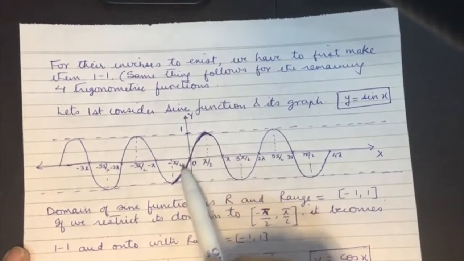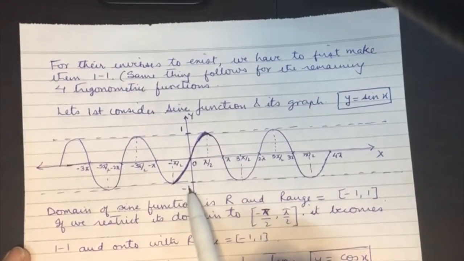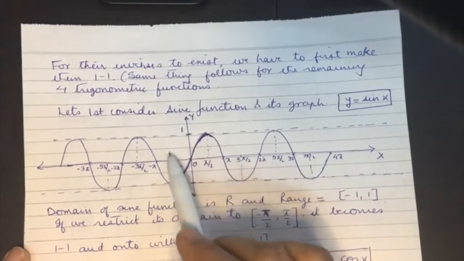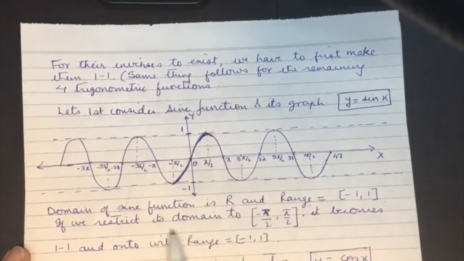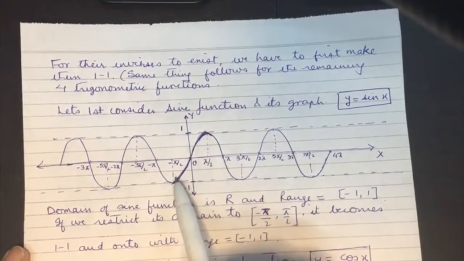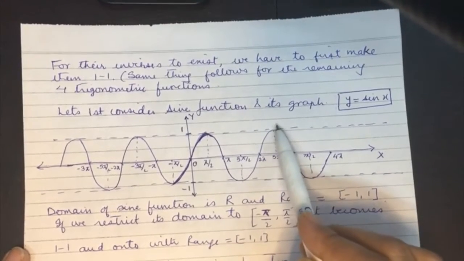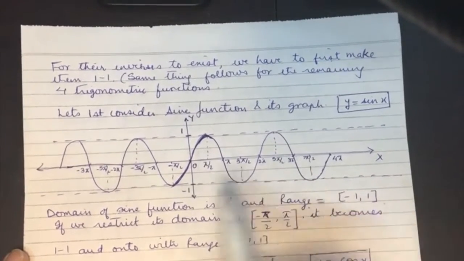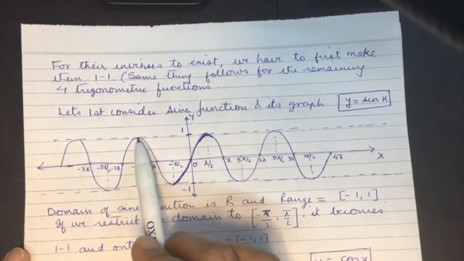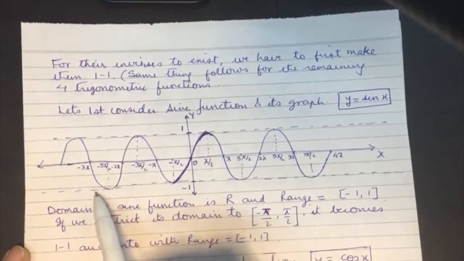Now if you just segregate this into small intervals, what we have to do is to restrict the domain in such a manner that it now becomes 1-1 and onto. And for that, we can restrict the domain to minus pi by 2 to plus pi by 2. Similarly, from 3 pi by 2 to 5 pi by 2, and so on. Similarly, on this side, minus pi by 2 to minus 3 pi by 2, minus 3 pi by 2 to minus 5 pi by 2, and so on.